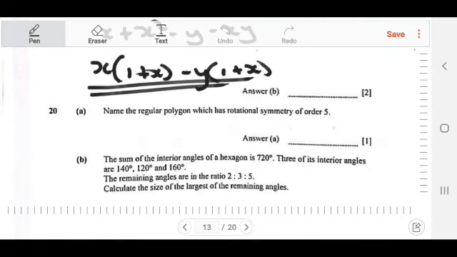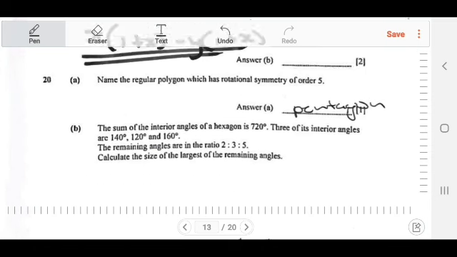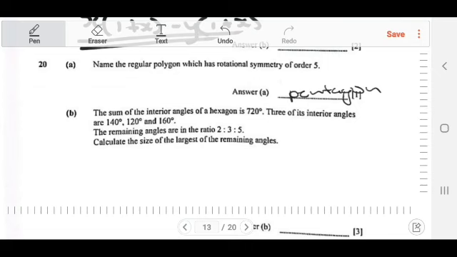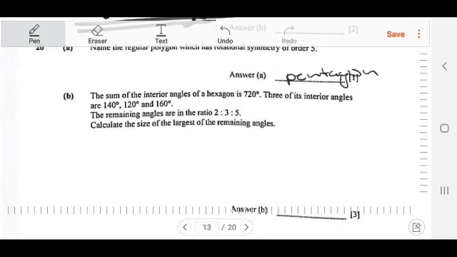But 20a, name the regular polygon which has rotational symmetry of order 5. So this is a pentagon. Then b, the sum of interior angles of a hexagon is 720. 3 of its interior angles are 140, 120 and 160. The remaining angles are in the ratio of 2 is to 3 is to 5. Calculate the size of the largest of the remaining angles.